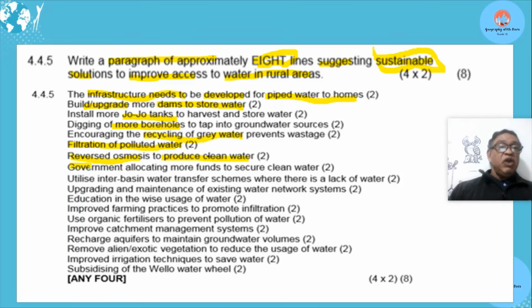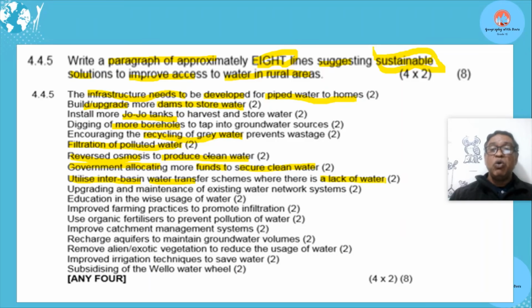Government allocating more funds to secure clean water, all right, because sometimes it's a fund problem. We don't have the funds, so government in their budgets must be able to secure more. Utilize interbasin water transfer schemes where there is a lack of water.